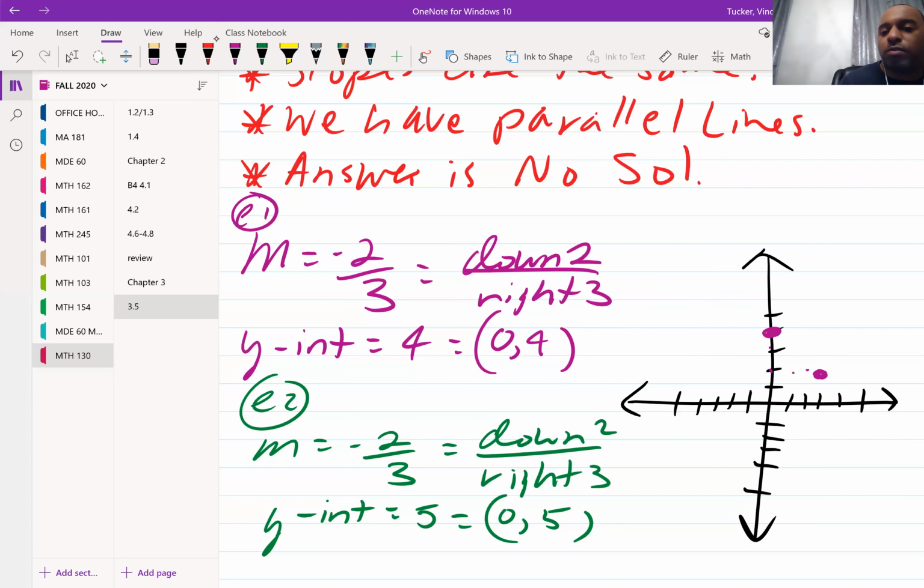Let's see if I can get this straighter than that. One more time. It's okay.